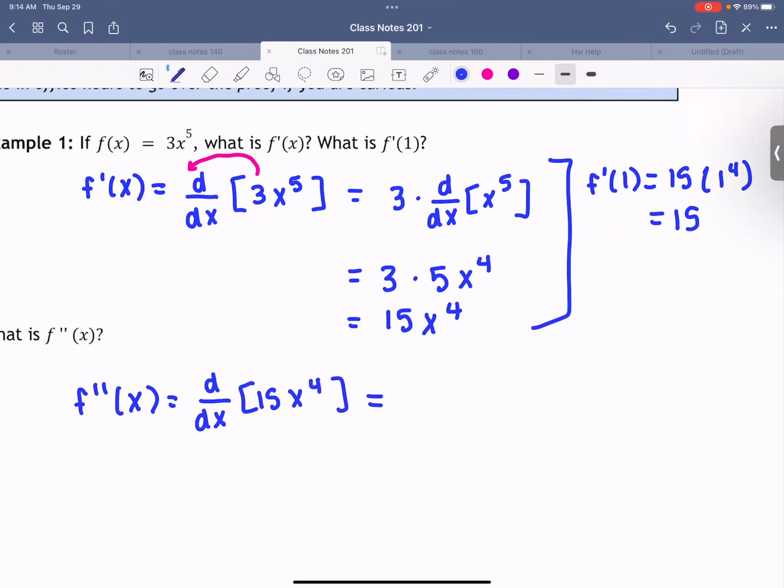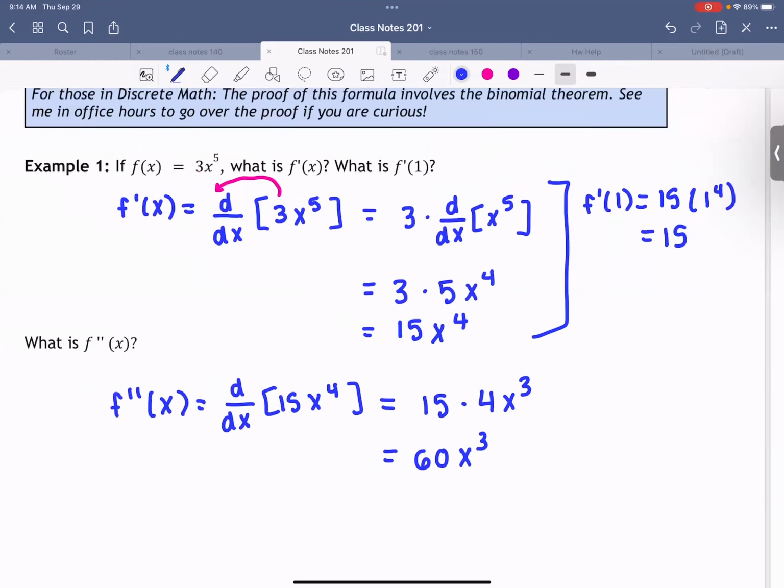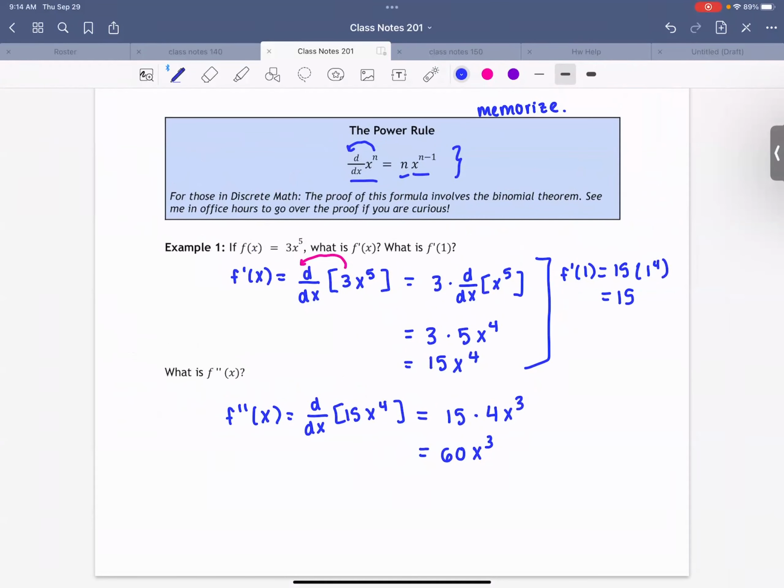So it's going to be, I don't have to write out all the steps here, but it's going to be 15 times the derivative of x to the 4th. What's the derivative of x to the 4th? 4x to the 3rd, good. 15 times 4 is 60x cubed.